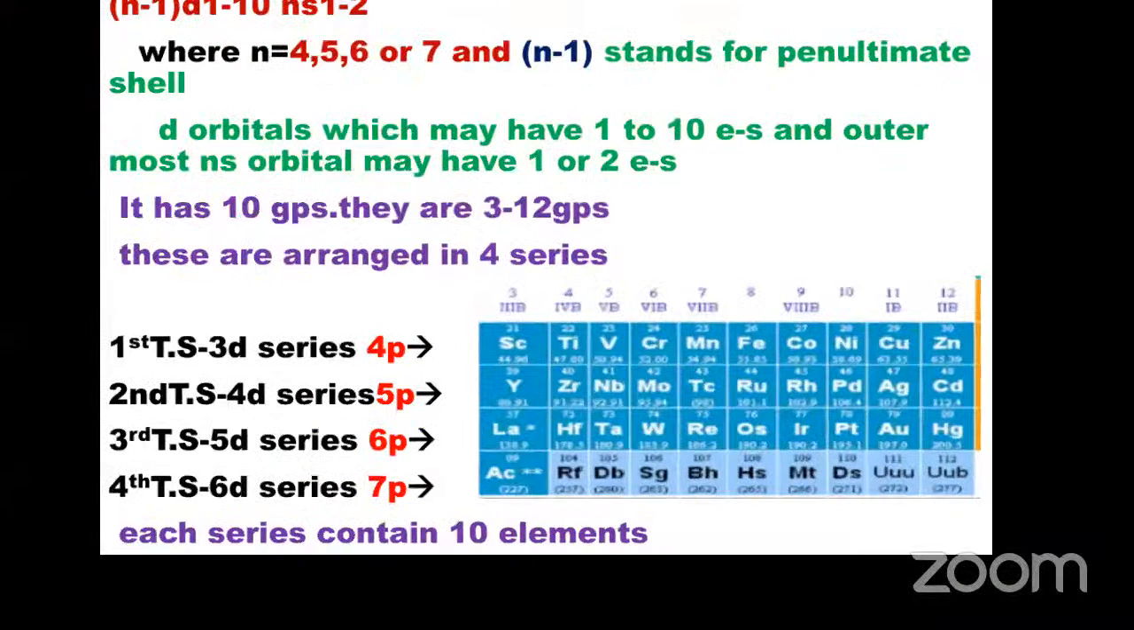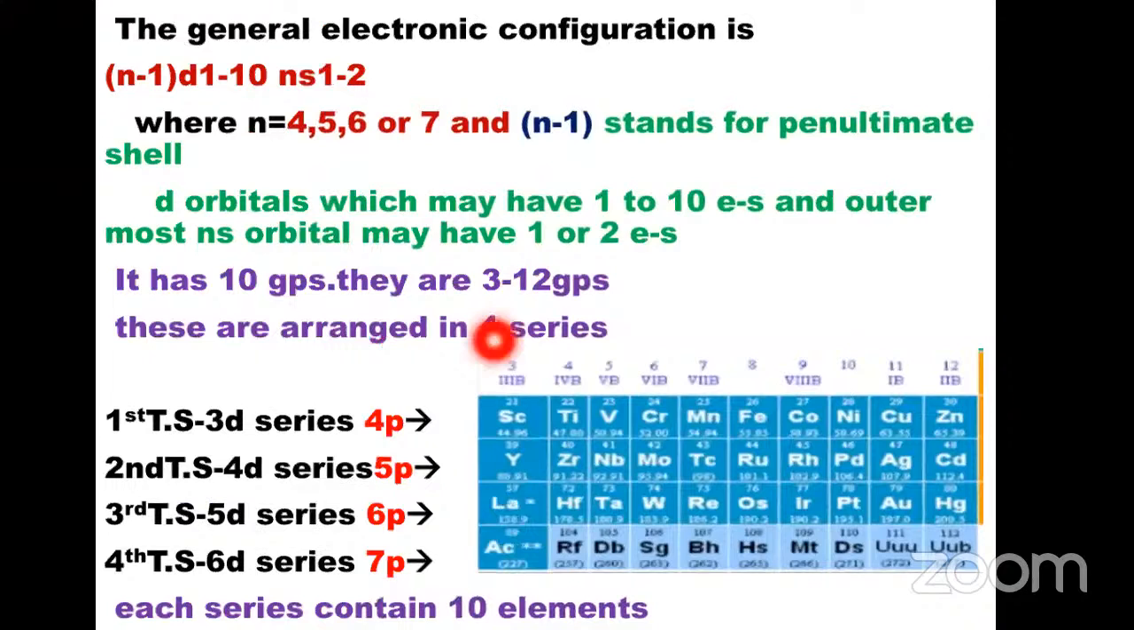The d block elements are arranged in 4 series. Those are first transition series, that is the 3D series, and fourth period, started from scandium and ends with zinc. Its atomic number is 21. Its atomic number is 30.